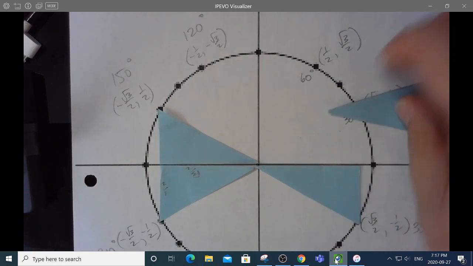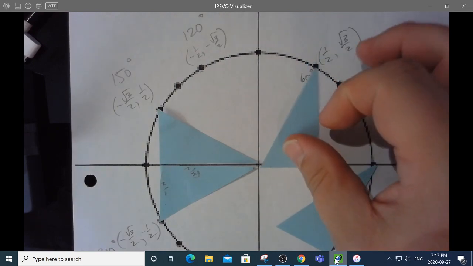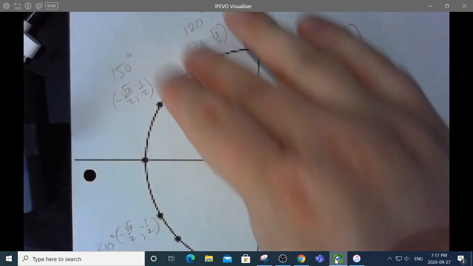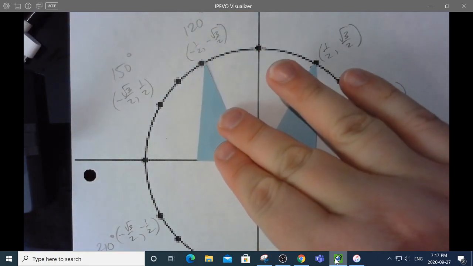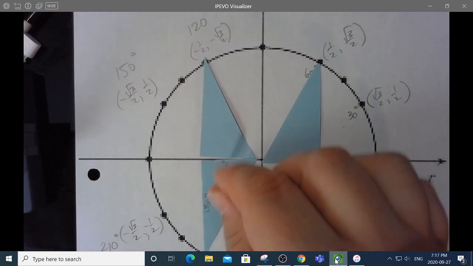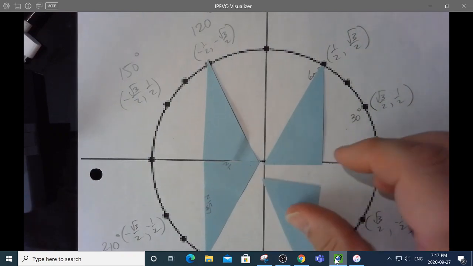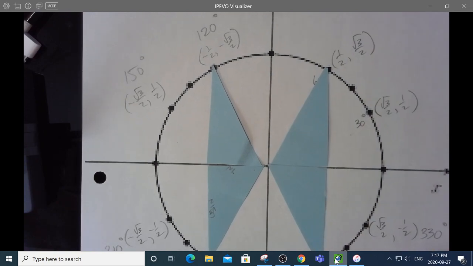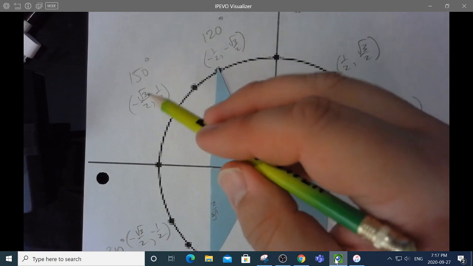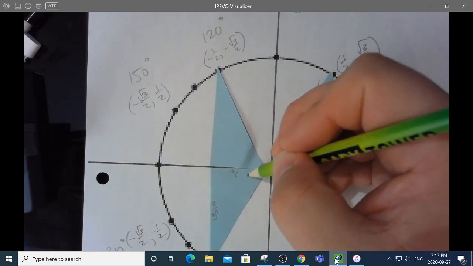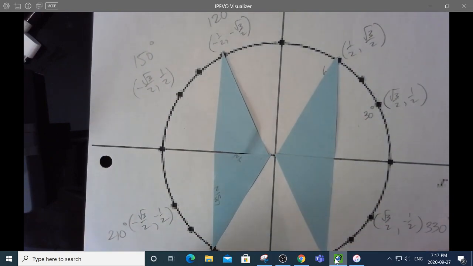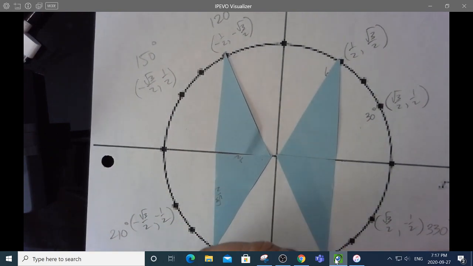Now let's do the 60-degree family. I've already done that one. Now we can do this one. Sorry, that one got bent. And this one. And this one. All right, so we already did that one. That's 60 degrees, that's 120 degrees. What's this one? Well, this is 60 degrees past 180. So 180 plus 60 is 240 degrees. Now, what are the coordinates here?